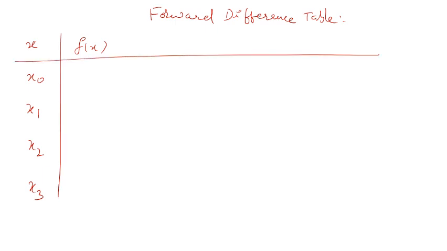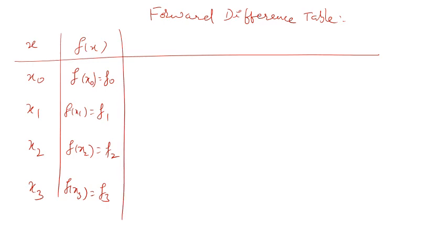Forward difference table. Let me consider a data of length 4, x versus f of x. Okay, length of the data x0, x1, x2, x3. What is the length? 0 to 3 means 4. And the corresponding function values f of x0 denoted by f0, f of x1 denoted by f1, f of x2 denoted by f2, and f of x3 denoted by f3.